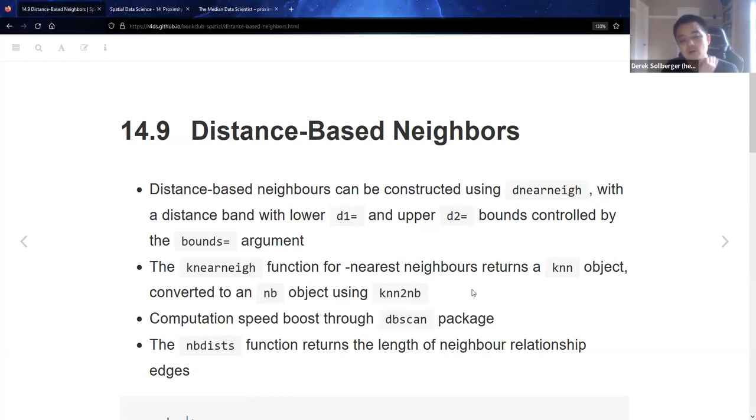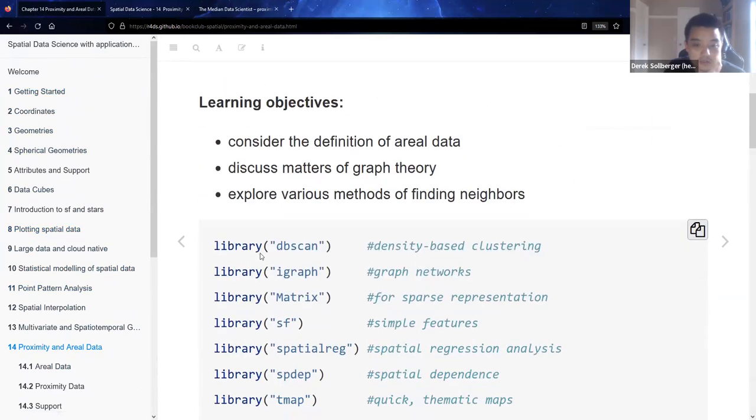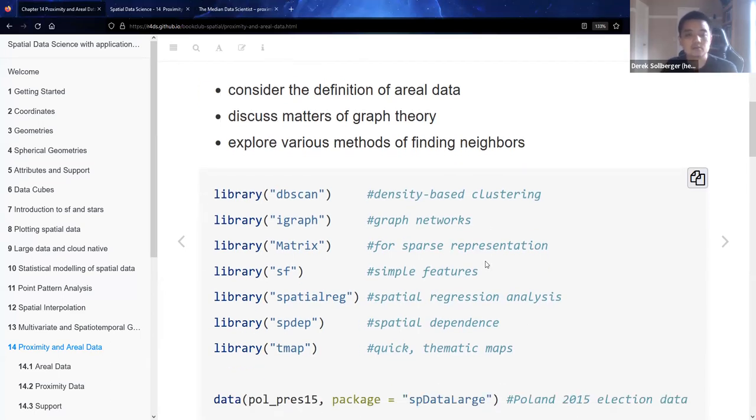These calculations are already pretty complex. So the authors note that they take advantage of computational speed boosts using the dbscan package. And let me go back to the libraries real quick. The dbscan package is for density-based clustering. So we're combining some previously established machine learning algorithms and helper functions with the spatial data.